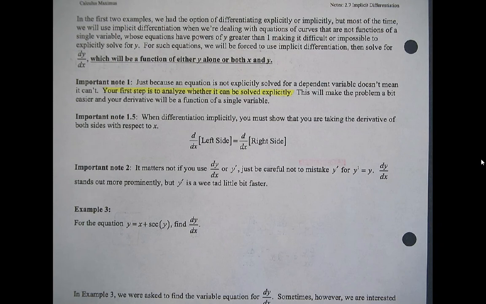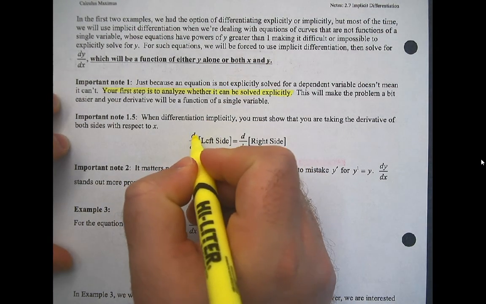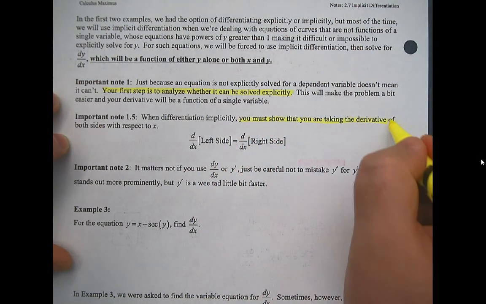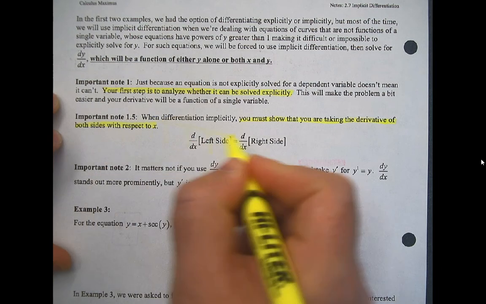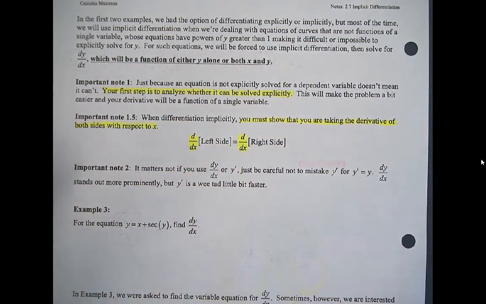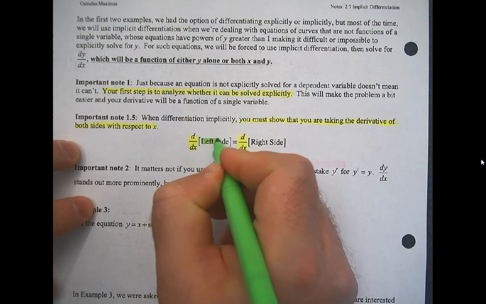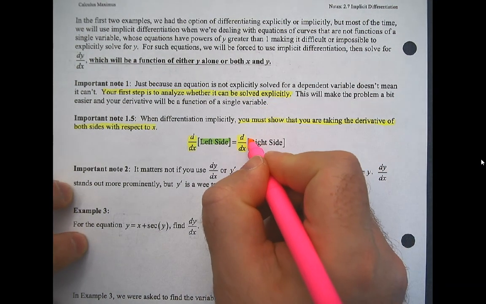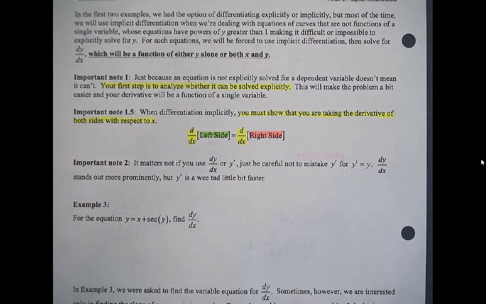Then the next step, if you can't get one of the variables by itself, is to take the derivative of both sides. Now, you must show this. You must show that you're taking the derivative of both sides with respect to x. That's this. So I need to write that dy dx thing. It does get annoying. I just redid my answer key for this unit, and yeah, it does get annoying. But if you're doing an implicit derivative, make sure that you're writing dy dx on both sides.